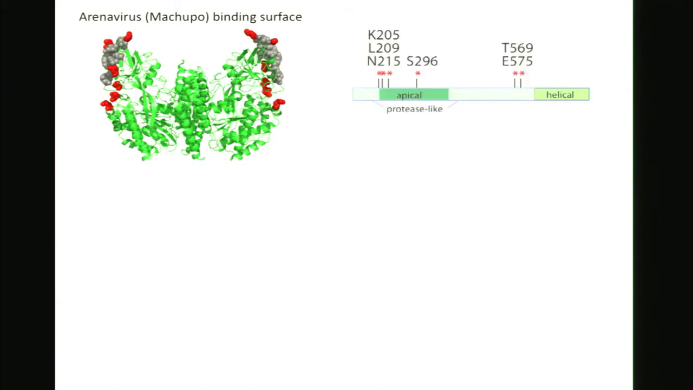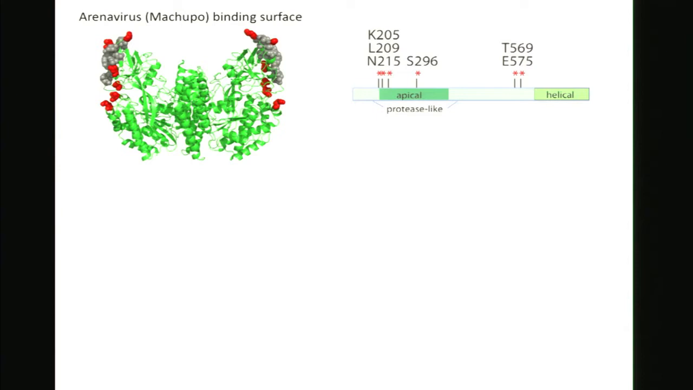But we still had 3 unexplained residues, these last 3 here. They don't lie on the portion of transferrin receptor where these arenaviruses bind. And so I didn't know what to make of those. And it was at this time that I remembered that there was this other rodent virus, MMTV, that also utilizes this receptor.